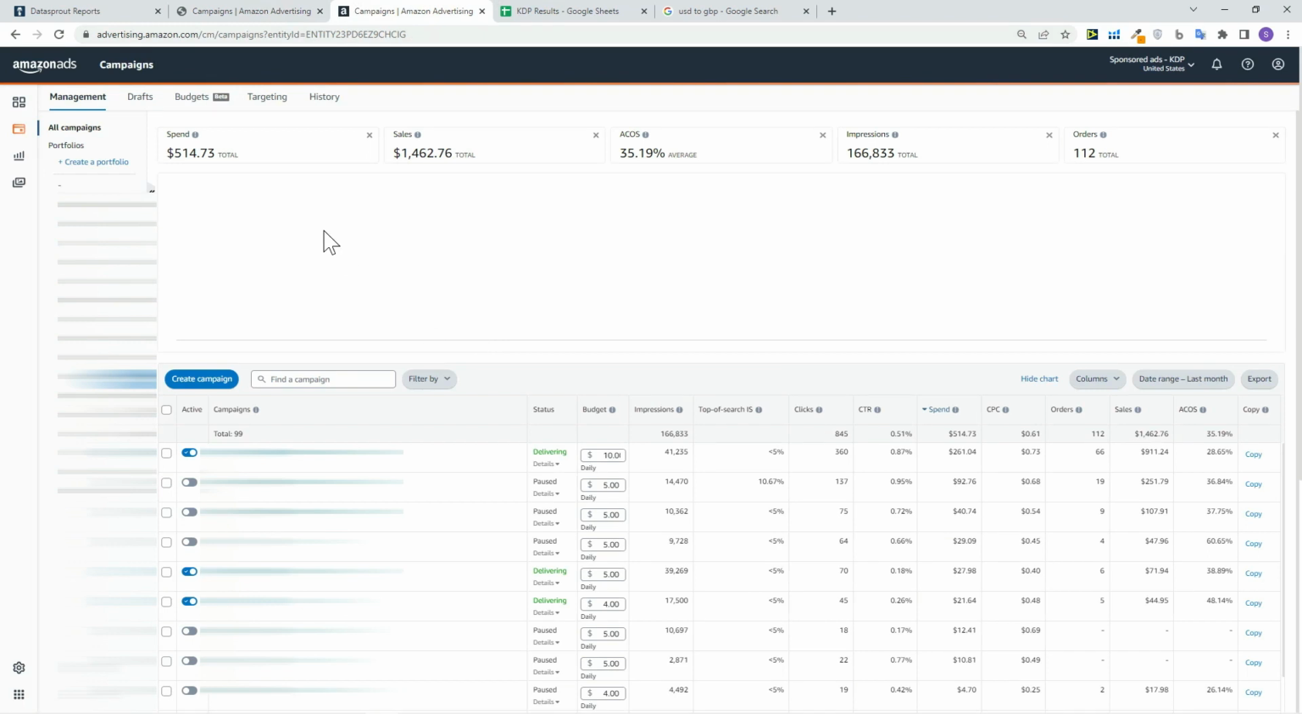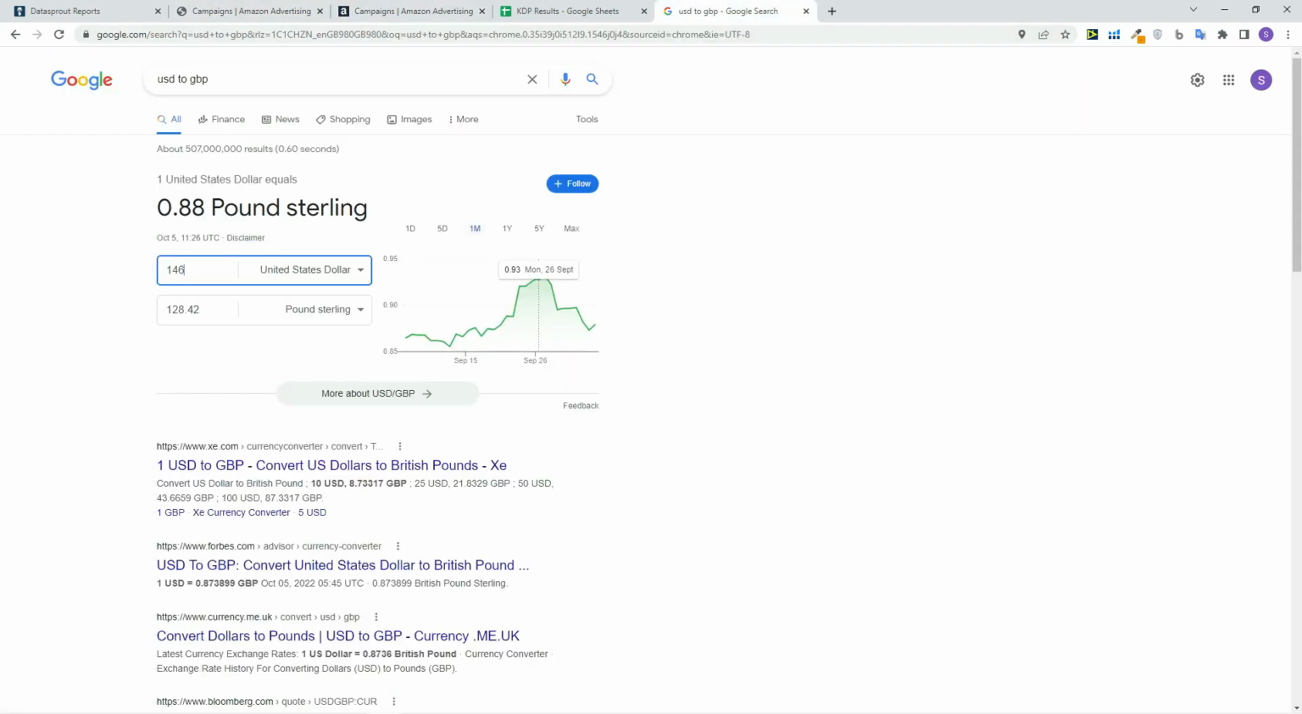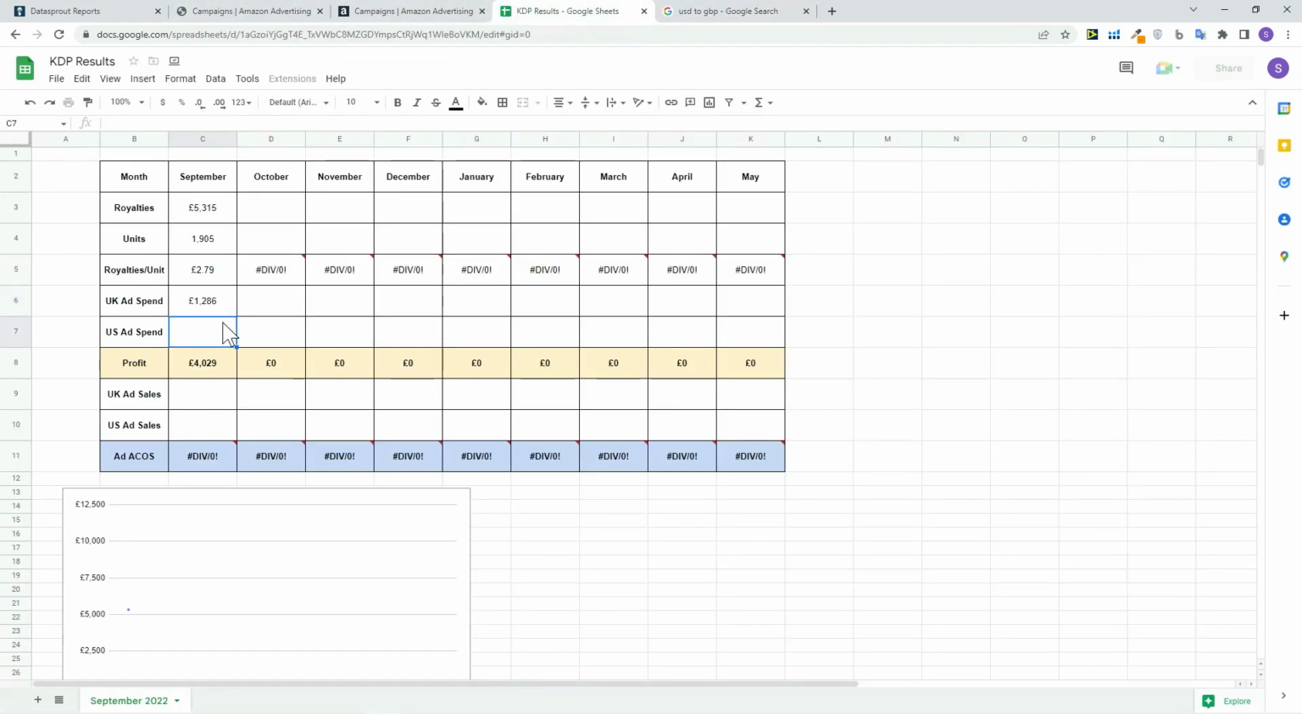Now it's time to add in the US ad spend. So US ad spend obviously comes out in dollars, so I'm going to need to convert this myself. So $514, if I just put this in here, 514. Obviously the pound is tanking against the US dollar at the moment, so it's quite interesting to see where the exchange rate is. So 514 US dollars is 452 pounds. I'm just going to stick that in here. £452, which gives me an overall profit for the month of 3,577, which for an outside of Q4 month I'm pretty happy with, and that's my take home after my ad spend. So that's a really good month, and hopefully over the next 3 months during Q4 that's going to increase even more.